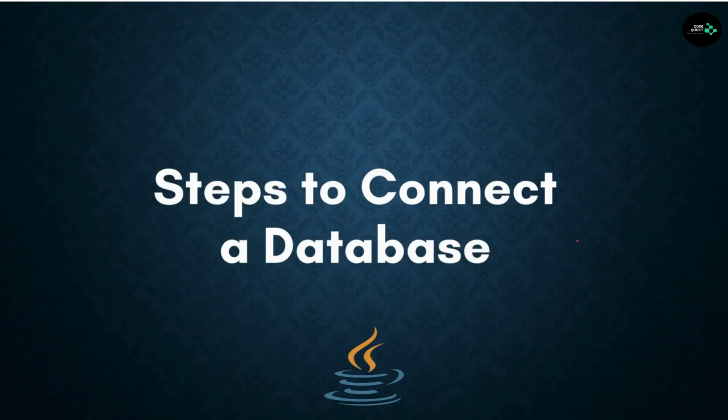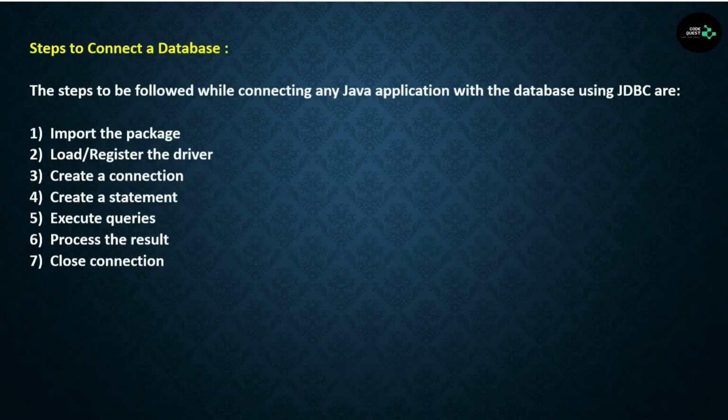Now let us look into the various steps that we need to do before we can connect to a database, and after connection, how can we retrieve the results, or how can we execute certain queries which can manipulate the database or the table specifically. Now, there are 7 different steps that we perform whenever we are writing a JDBC program.